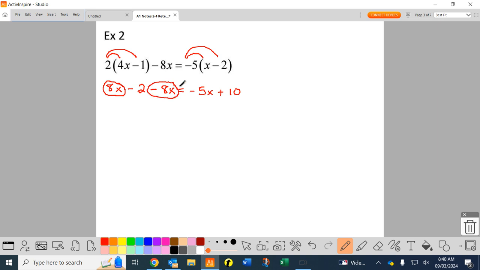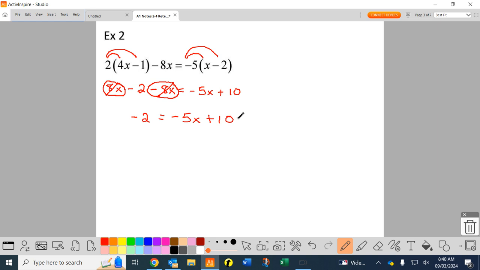Now this is kind of unique though, because what do they do to each other, guys? They actually cancel each other out, which means you bring down negative 2 equals negative 5x plus 10. You skip the variables on both sides because they cancel each other out. You go straight to having variables only on the right side this time.